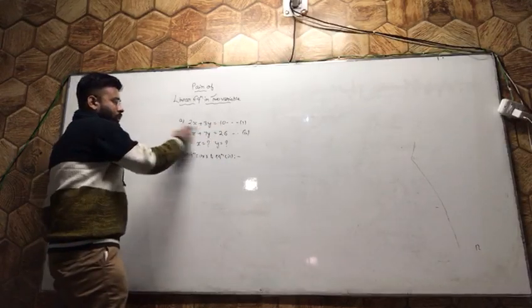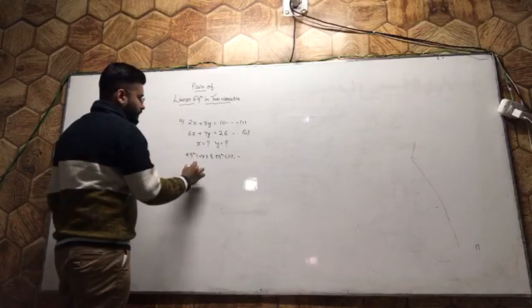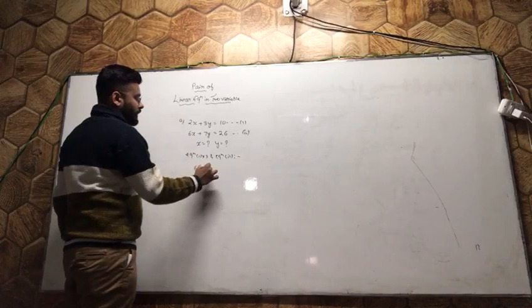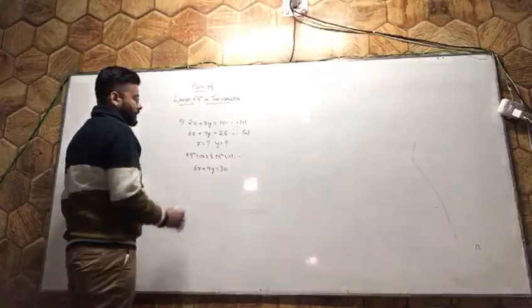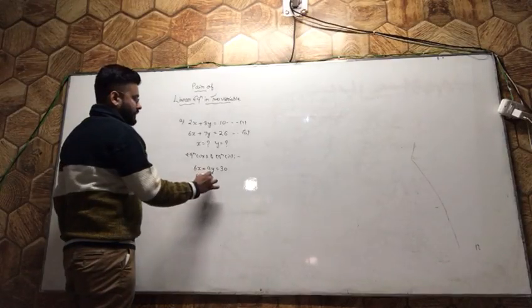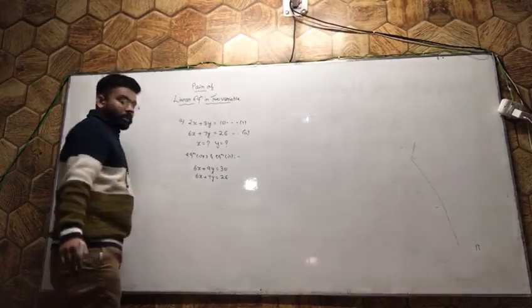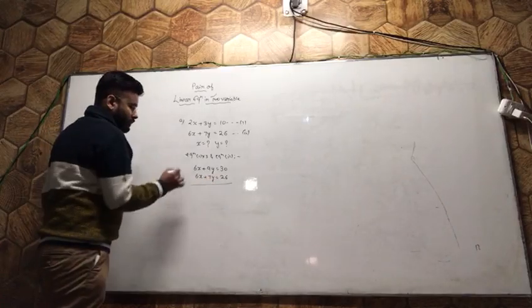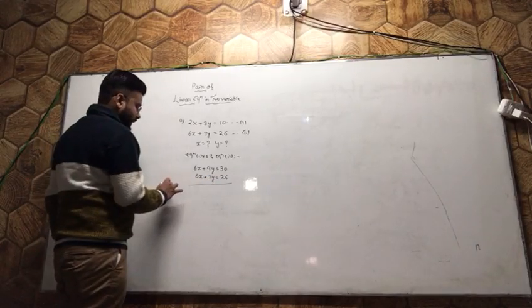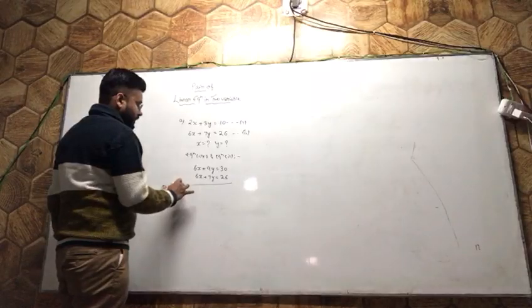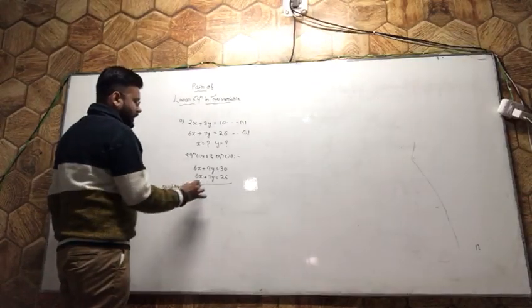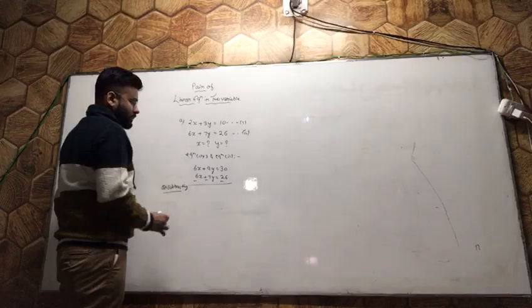If we multiply equation 1 by 3, 3 into 2 will be 6, 3 into 3 will be 9, 3 into 10 will be 30. Here is 6x, 7y, and that is 26. Okay. Now we will subtract. Plus will be minus, plus will be minus, plus will be minus.